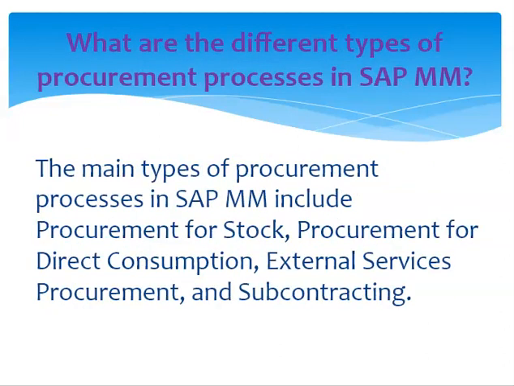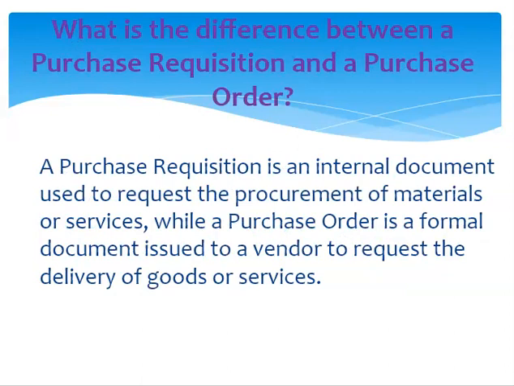What are the different types of procurement processes in SAP? Answer: The main types of procurement processes in SAP include procurement for stock, procurement for direct consumption, external service procurement, and subcontracting.